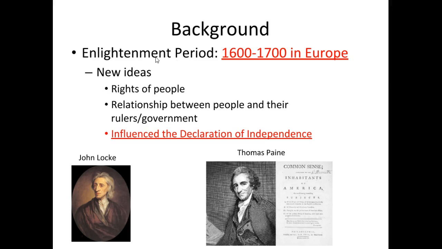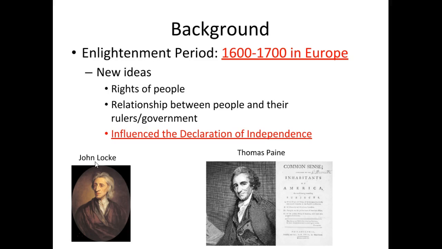So, the Enlightenment period started in Europe, and it went for about 100 years, from about 1600 to 1700. And during this period was when a lot of new ideas about government and rights came to be. So the first was that the people have rights, and that as people you have these rights, and that they should be respected. The second was the relationship between the people and the rulers and government. That it's not just a ruler and whatever they say goes, but there's an actual relationship between them. And these were the ideas or concepts that helped to influence the Declaration of Independence.